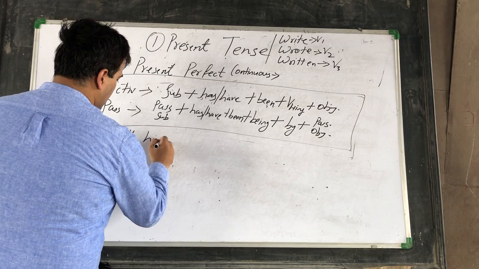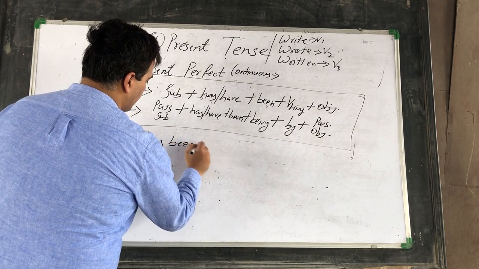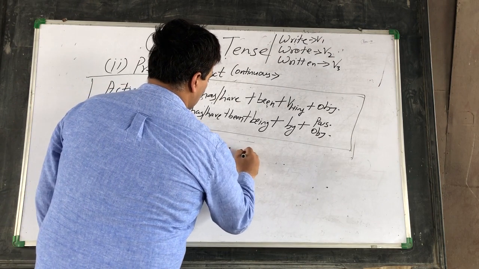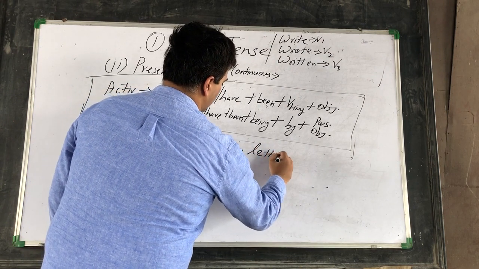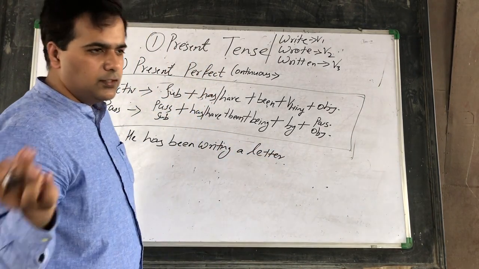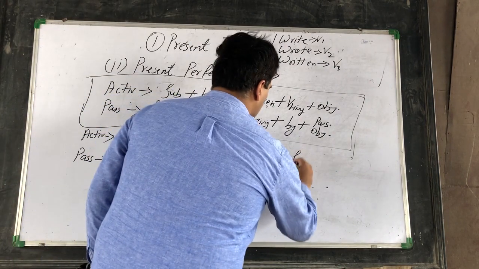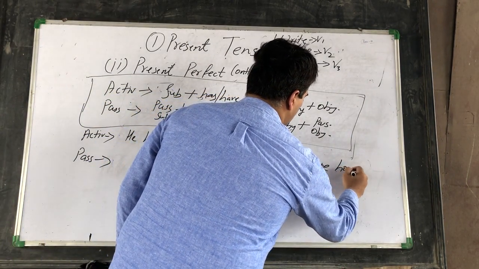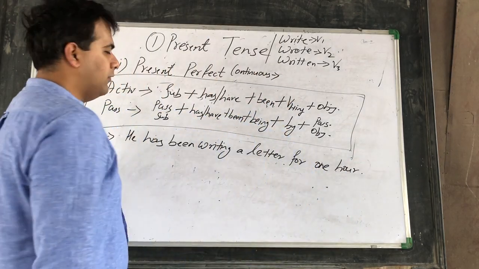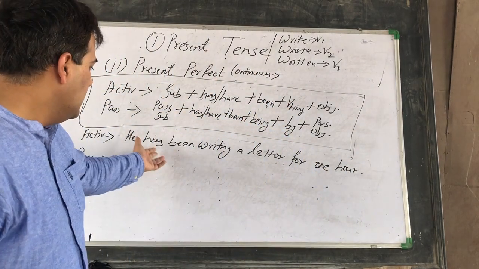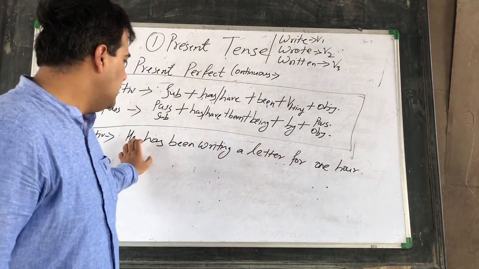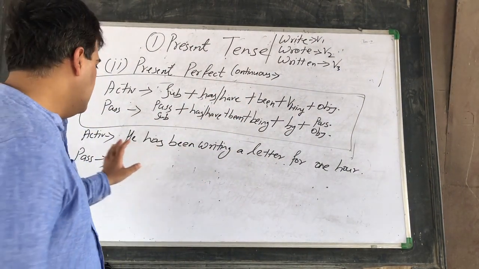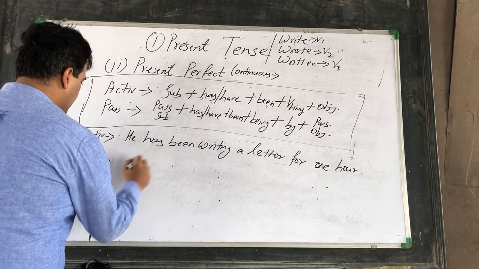He has been writing a letter. Fine, let's add some meaning to the sentence. For 1 hour. Fine, in Hindi we have to understand he has been writing a letter for 1 hour means that वो 1 घंटे से letter लिख रहा है. Okay, let's see what happens.